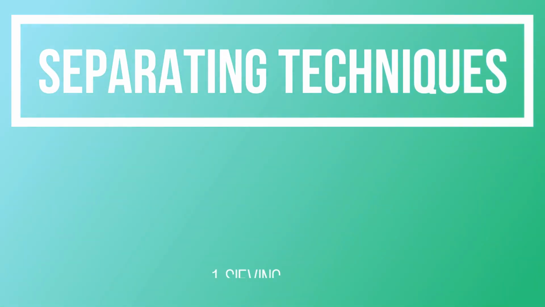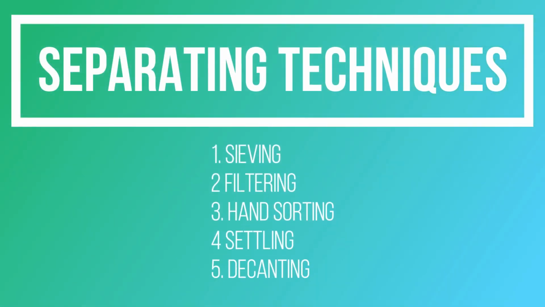Okay, so let's just recap. There are these 5 ways that we can separate solids from solids or solids from liquids. So what have we got? We have sieving, where we use a grid. We have hand sorting, where you use your hand. We have filtering, where we need a scientific filter or some filter material. And then settling, where we just let the things settle down or sink down. And the last one, decanting. And remember, the settling and the decanting often go together.